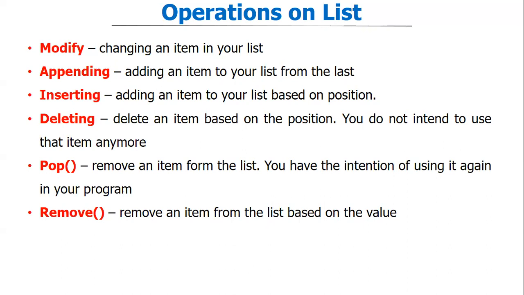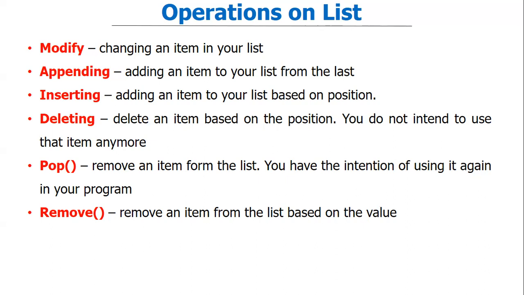Now we have appending. That is adding an item to your list from the last. So let's say if you append an item to your list, it means that the update of the item in your list, you see it from the last aspect. Let's say if you have items like 1, 2, 3, 4, 5 in your list, and you append any additional item into your list, the next one will be the sixth one. That is why we are saying that appending is adding an item to your list from the last.